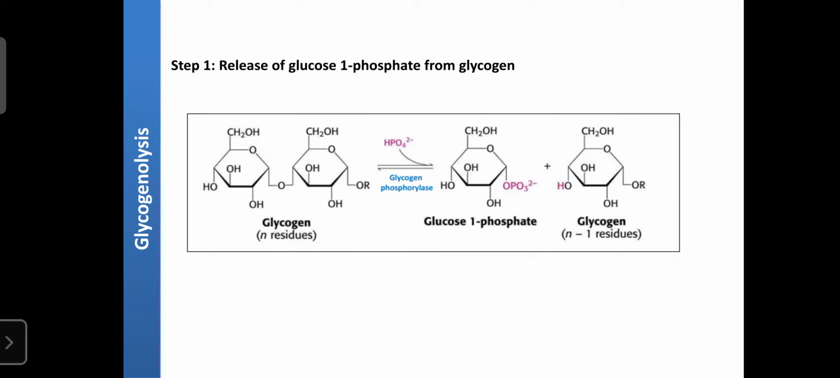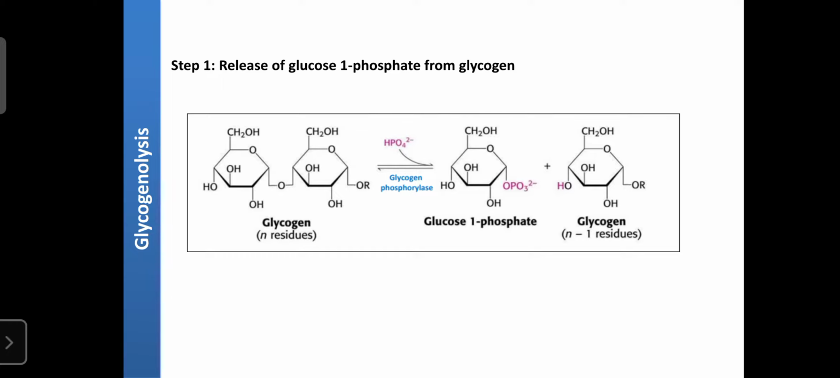Next, we learn the process step by step. Glycogenolysis mainly consists of only 3 steps. In the first step, glucose 1 phosphate will be formed. In the second step, after the loss of glucose 1 phosphate, the glycogen molecule will be rearranged and made ready for another step 1. And in step 3, glucose 1 phosphate can be converted into glucose 6 phosphate.